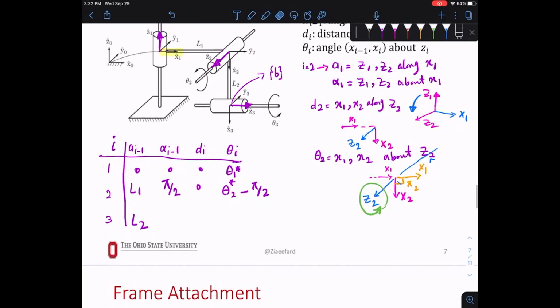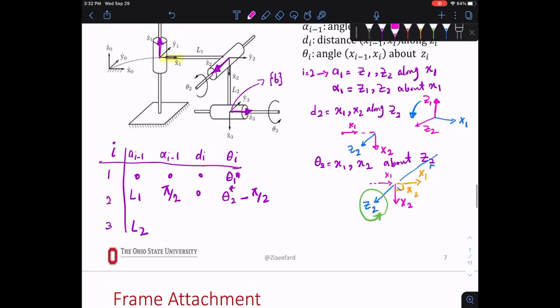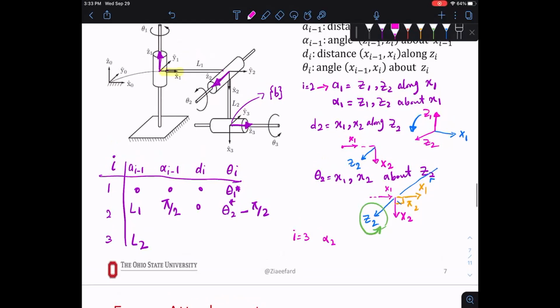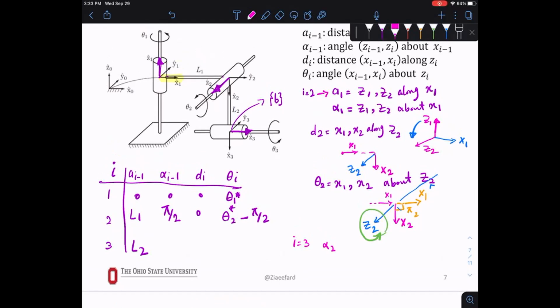So, negative pi over 2, correct. Okay, so for i=3, I'm going to show alpha 2. So alpha 2 is the angle between Z2 and Z3 about X2, right? So Z2 is in this direction, and this is Z3, but the important aspect is X2. If X2 is in this direction, this is the direction of rotation.